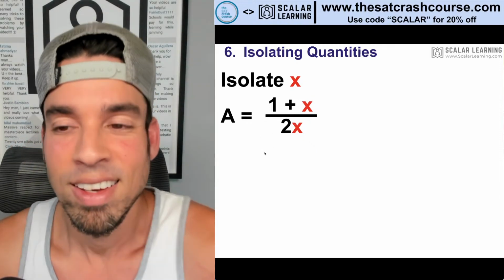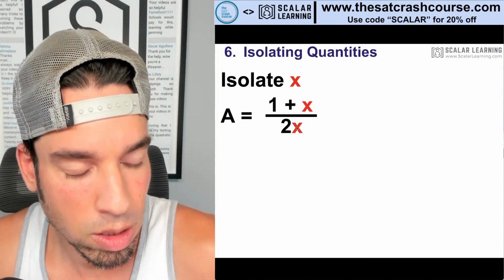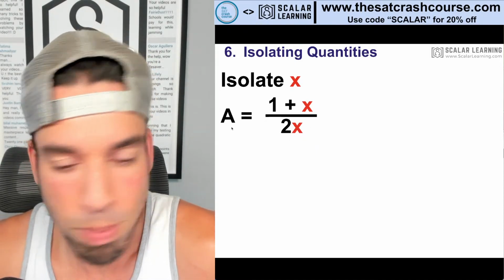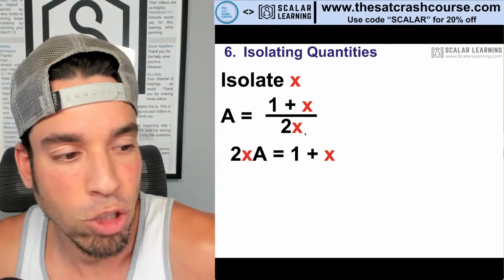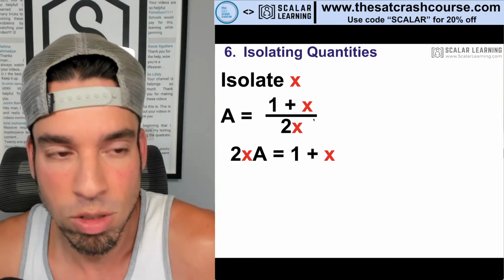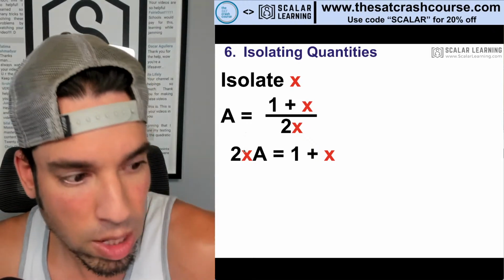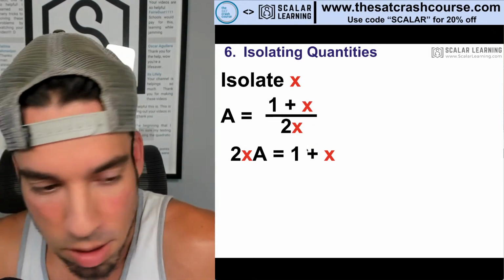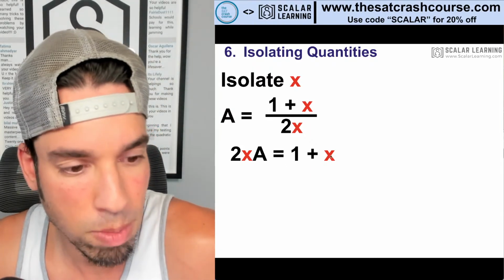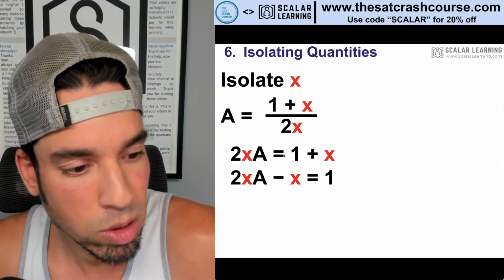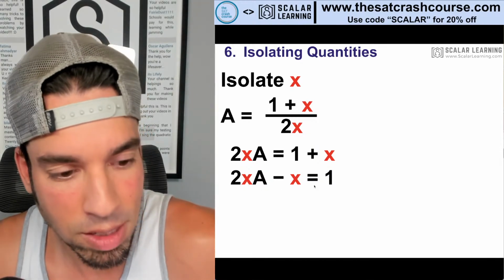Don't make that mistake. But we start when there's one of these in the denominator by multiplying it to the other side. That's our beginning step, right? So we're multiplying both sides by 2x, but it just cancels out on the right-hand side. And then we're left with 2xa equals 1 plus x. I need to get the x's together. I need to consolidate. Always think that. So I'm going to minus x from both sides. And now I got 2xa minus x equals 1.